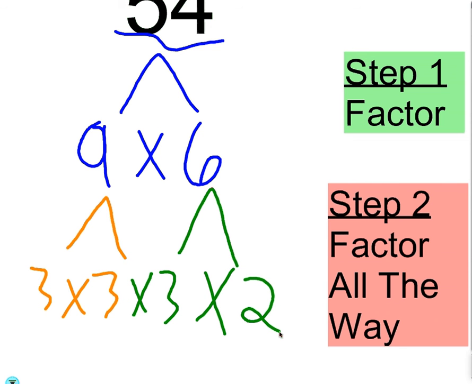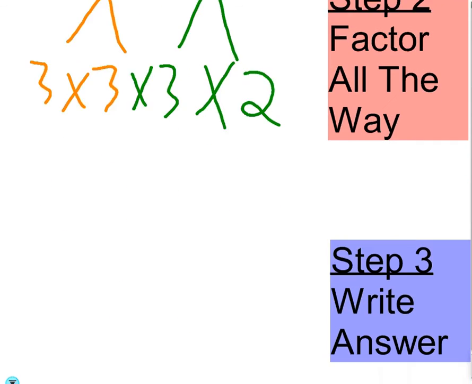So now we have 3, 3, 3, and 2. Are all those prime factors? Yes. So that's how we know we're done. So final answer for this one, 54 is equal to 3 times 3.